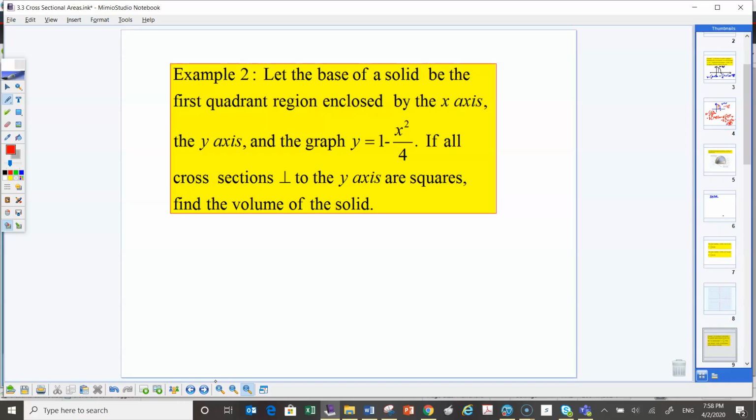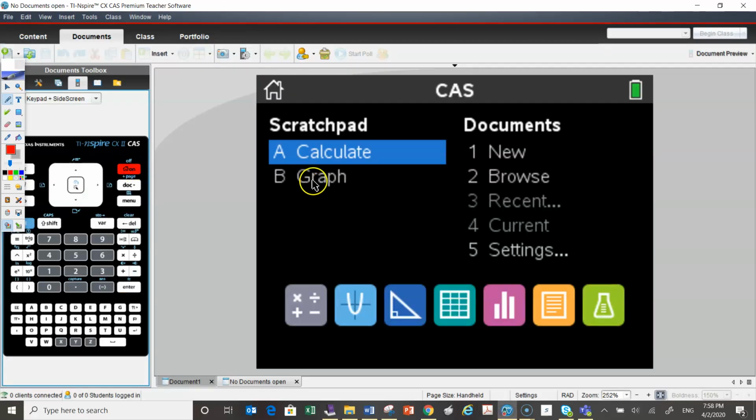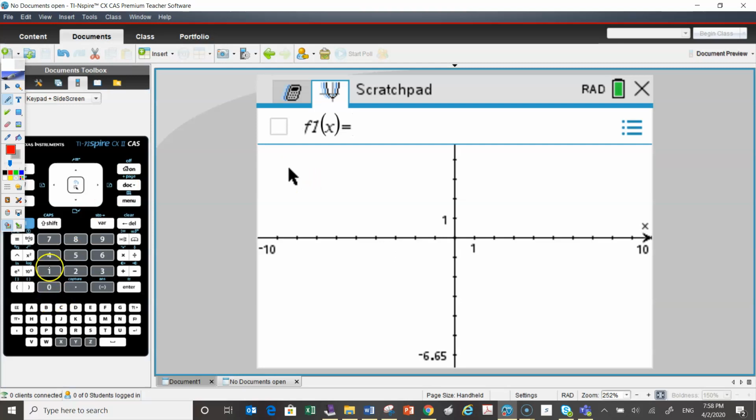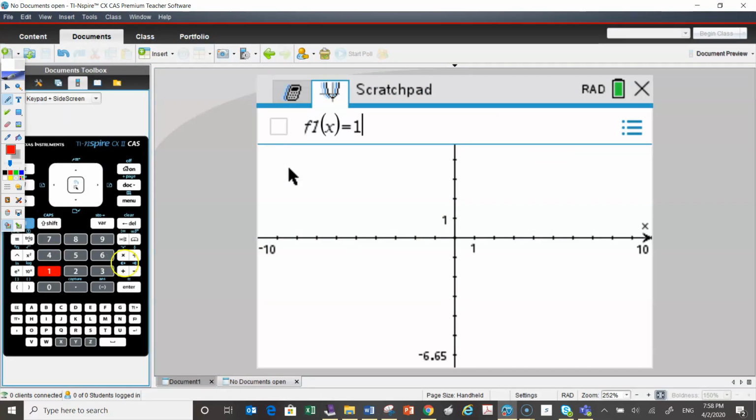So let's see if we can do one here for y equals 1 minus x squared over 4. So the first thing we're going to do is we need to graph this. So if we use our graphing calculator, then we can draw a quick sketch of this. So it is, what was it again? 1 minus x squared over 4.